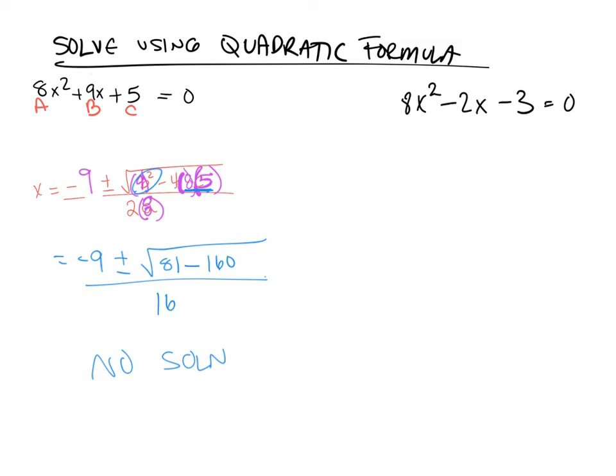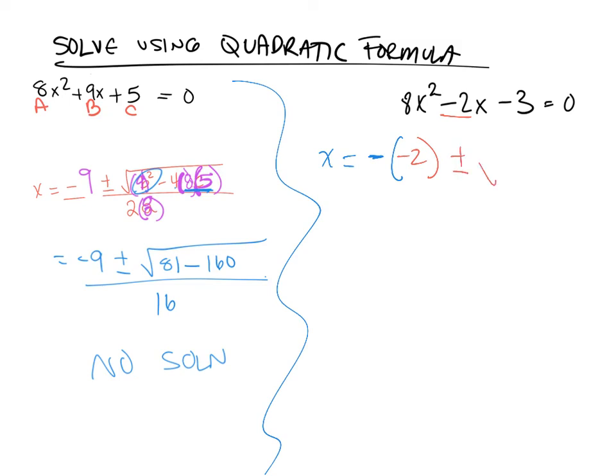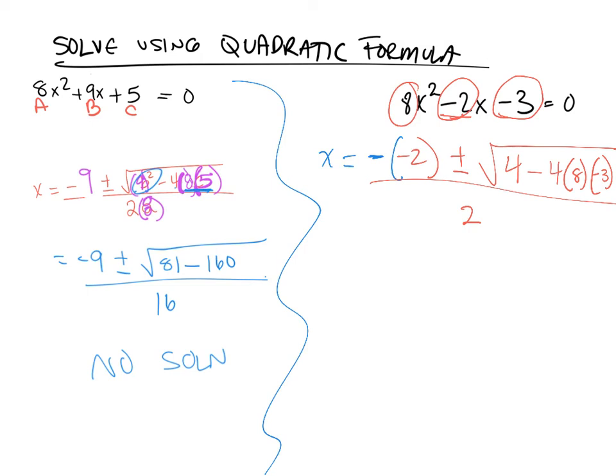So for the next one, remember again, it's possible that you get solutions for all of these. It's possible that you don't. Make sure that you're able to solve all the way if possible. X equals opposite of -2, because that's B, plus or minus the square root of B squared is 4 minus, so that's B squared minus 4 times A, which is 8, times C, which is -3, all divided by 2 times A, which is 8.